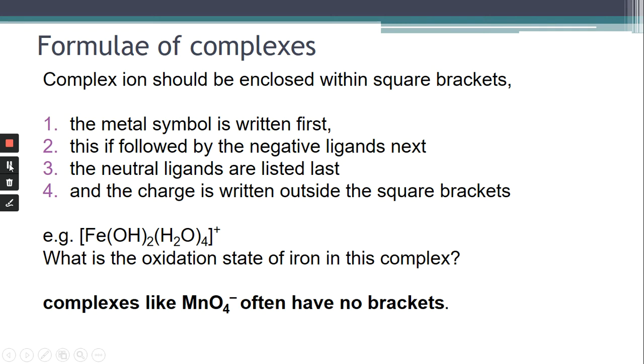Now, at the very bottom of the page, it's saying complexes like permanganate, MnO4, often have no brackets. We've only got one substance attached to manganese. That's one reason for it. Also, there's a possibility this itself is going to be used as a ligand attached to another metal.